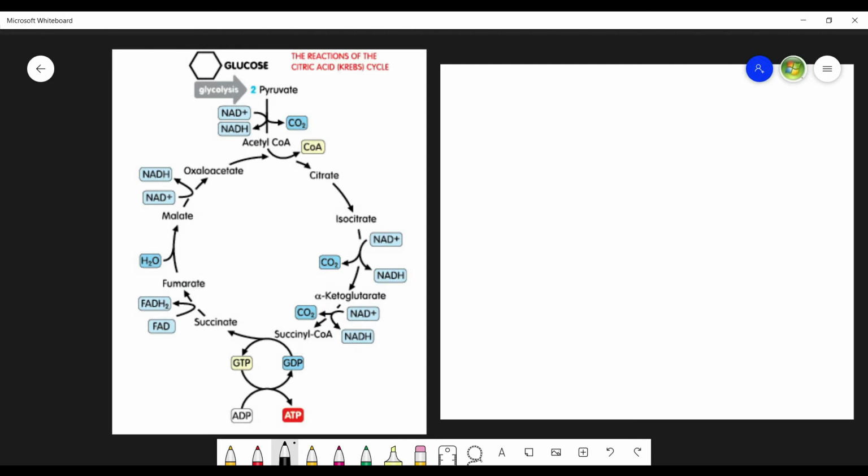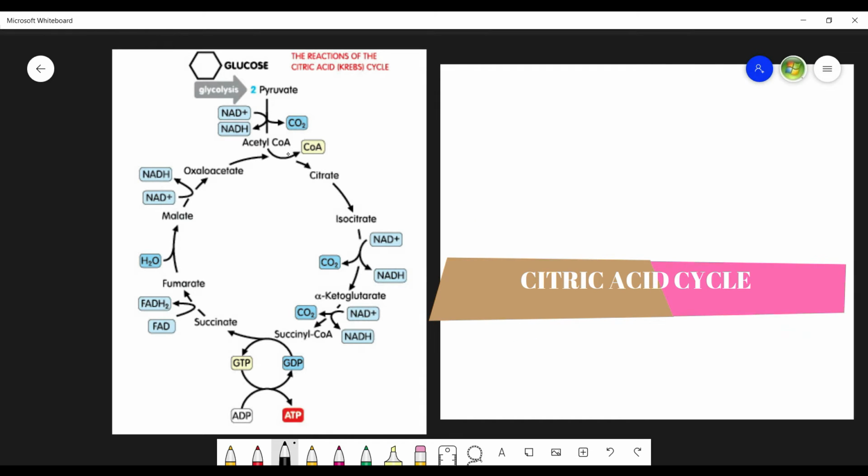Now these are the reactions of citric acid cycle or Krebs cycle. Before going through the explanation, let me recall some of the earlier things which happened. Here you can see at the top the glucose is written. Now from glucose, what happens? Through glycolysis, 2 molecules of pyruvate generated. And from 2 molecules of pyruvate, acetyl coenzyme A is formed.